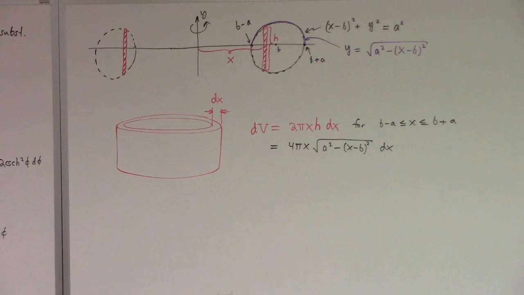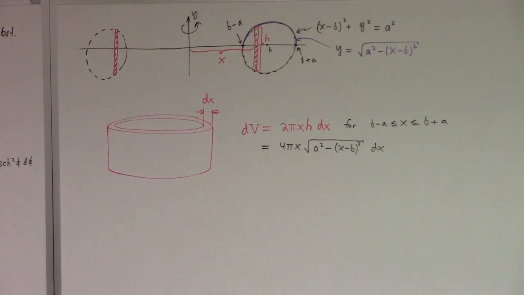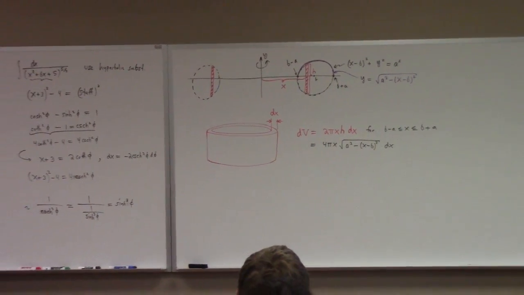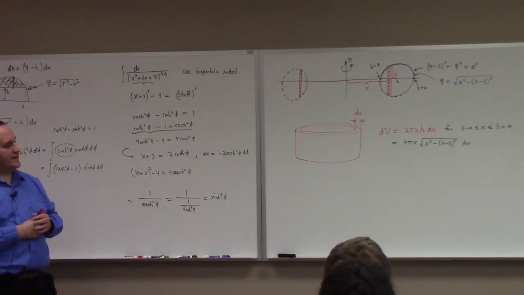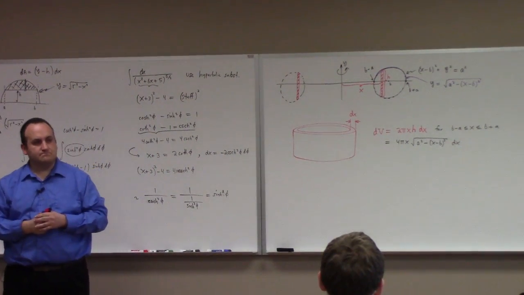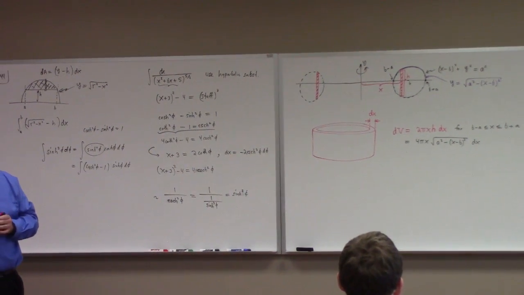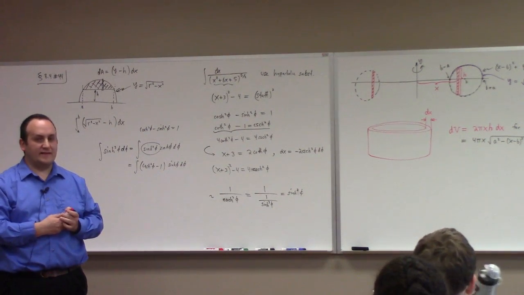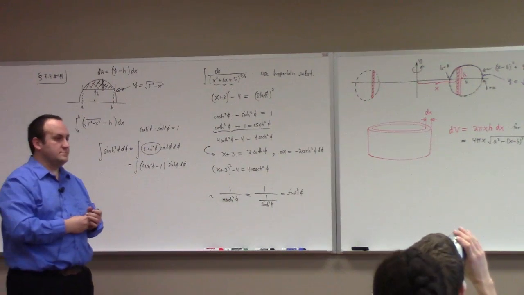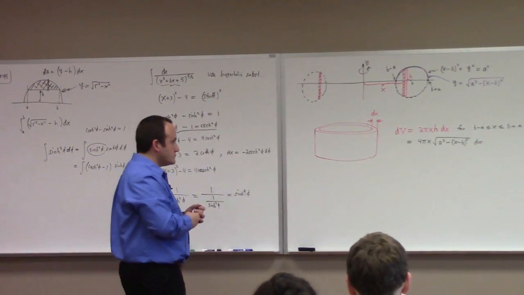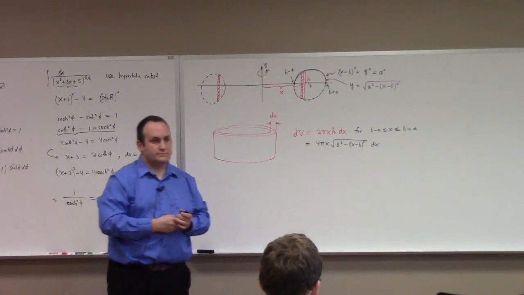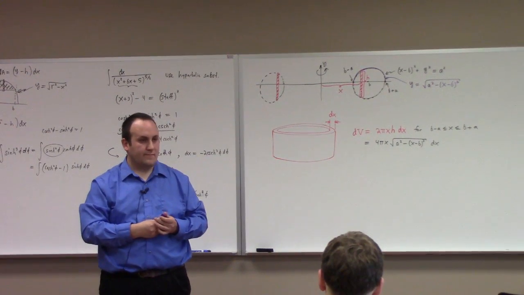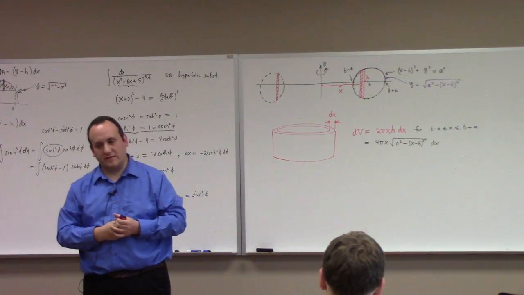May I recommend we make an x minus b equals a sine theta substitution here. It's like the first trig substitution we did. It's a number squared minus the variable squared, so we make a sine substitution. Other questions? Again, if you're rusty on the shells, you can go back and read section 6.3.